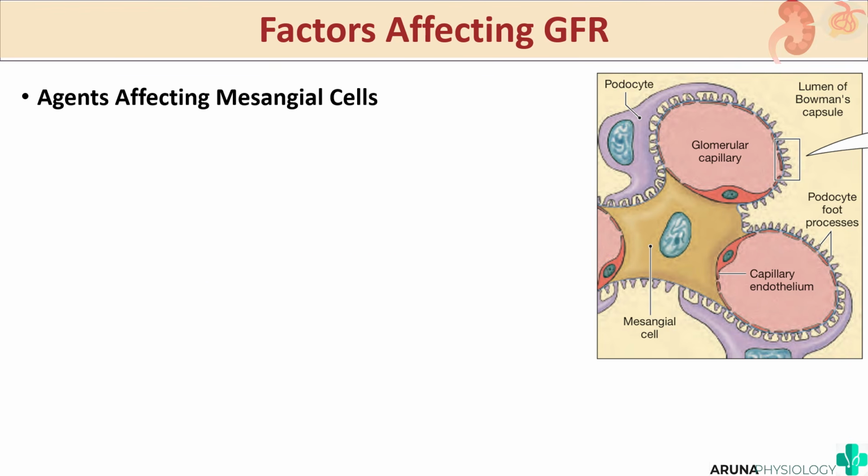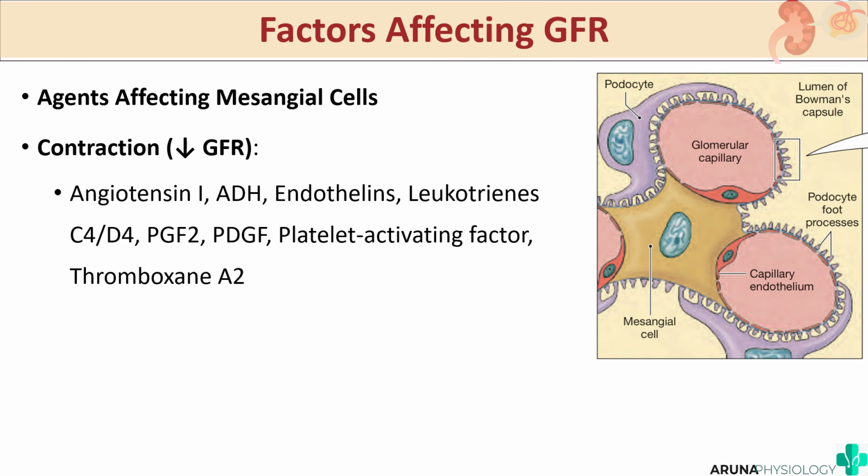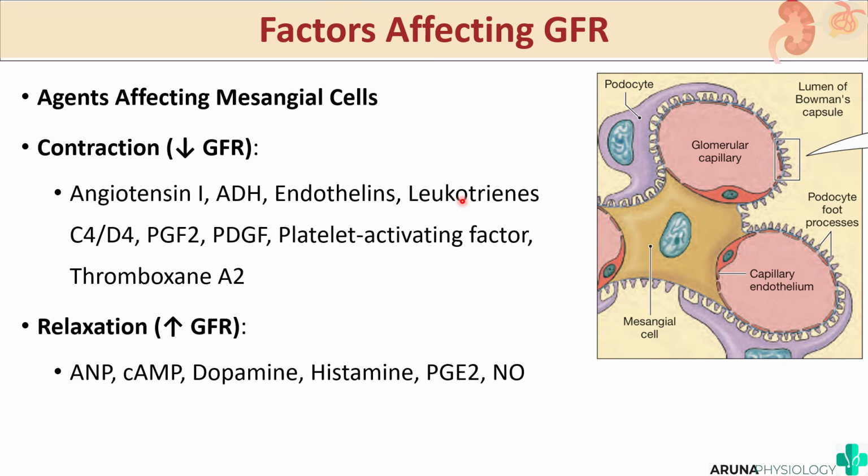The agents that cause contraction of the mesangial cells are angiotensin II, ADH, endothelins, leukotriene C4 or D4, PGF2, PDGF, platelet activating factor, and thromboxane A2. These are the usual substances that we see: leukotrienes, prostaglandins, thromboxane A2, ADH, angiotensin II. These are the substances that cause contraction of the mesangial cells and thereby cause decreased GFR. What about relaxation?